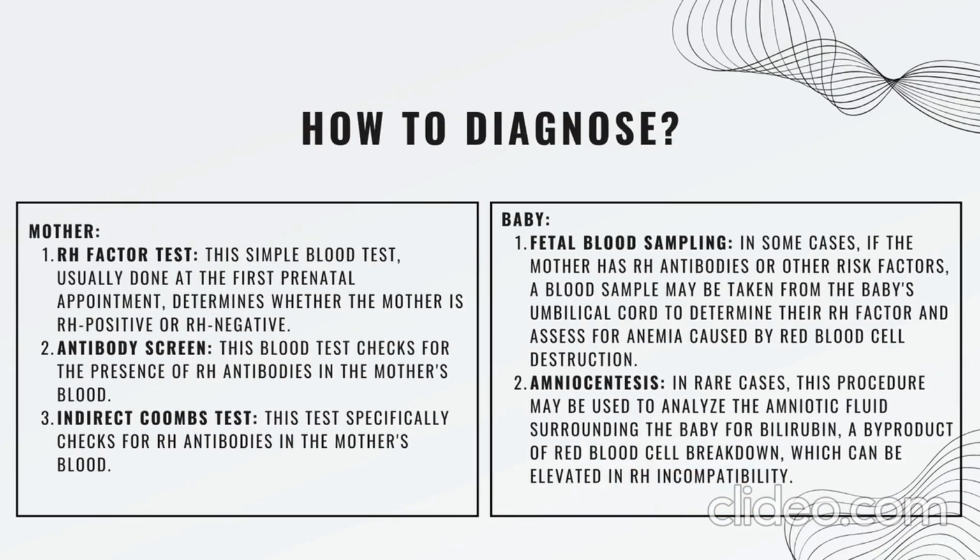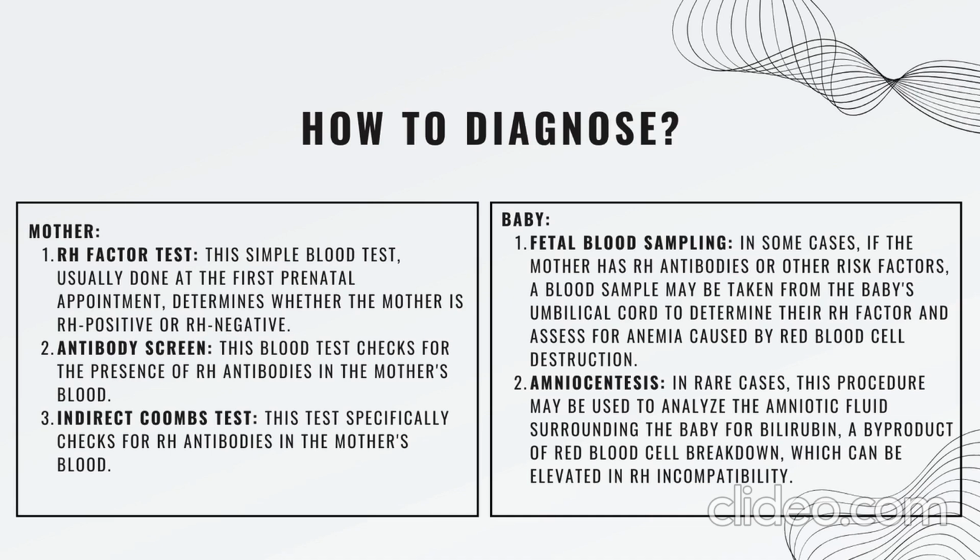Next question is how to diagnose. For the mother, firstly, the doctor will use the Rh factor test, which is a simple blood test usually done at the first prenatal appointment. Second is the antibody screen, which is a blood test that also checks for the presence of Rh antibodies in the mother's blood. And lastly, for the mother, is the indirect Coombs test, which specifically checks for Rh antibodies in the mother's blood.